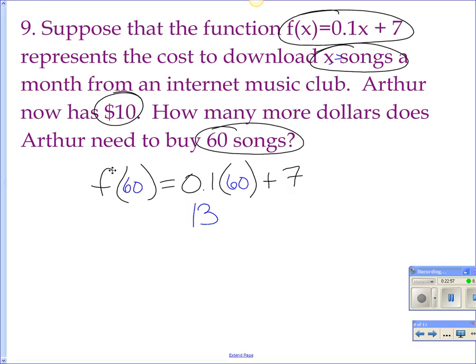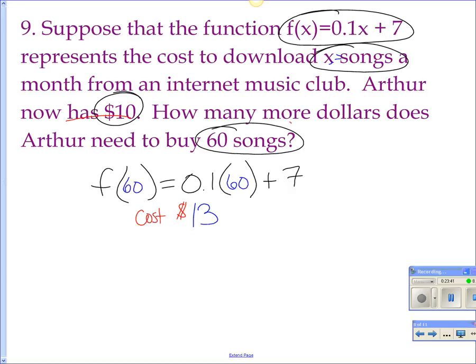Okay. Here we go, guys. Hold up. The question says, how many more dollars does Arthur need to buy 60 songs? Here's what we just did. We just figured out that if Arthur bought 60 songs, it's going to cost him $13. That's what we just figured out. The question says, how many more dollars does Arthur need?